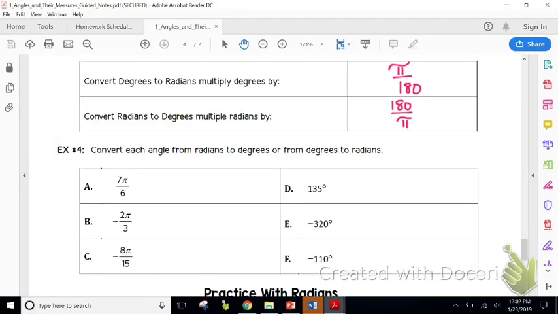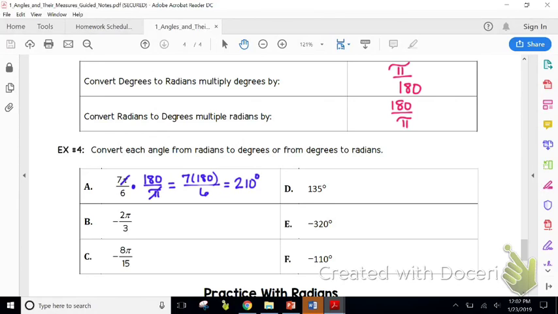So example 4 says convert each angle from radians to degrees or from degrees to radians. So on A, we're in radians, so I need to go to degrees. So what am I going to multiply this by? Just go with these. It's on a unit circle. If I want to go to degrees, what do I multiply by? 180 over pi. So when you go to do this, you got pi on top and bottom, so it'll cancel, right? So on top, you got 7 times 180 over 6. So you can work that out.